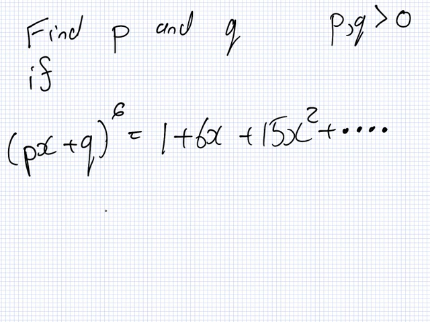We're working backwards here. So we're trying to find the P and the Q. So we do what we were doing a moment ago. We expand. Here we'll have 6, 0. And Q.